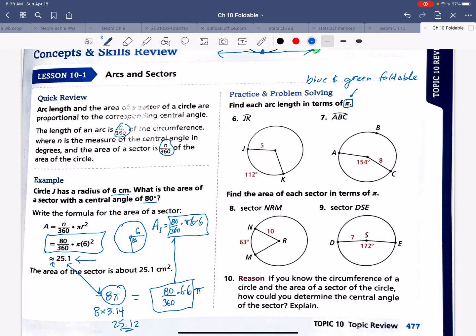So see how that is the same. 8 pi is the same as 25.1. All right. However, 8 pi is actually more exact of an answer, and so that's why that's usually the preferred method.